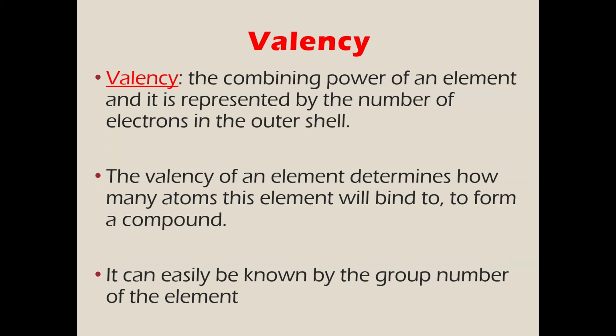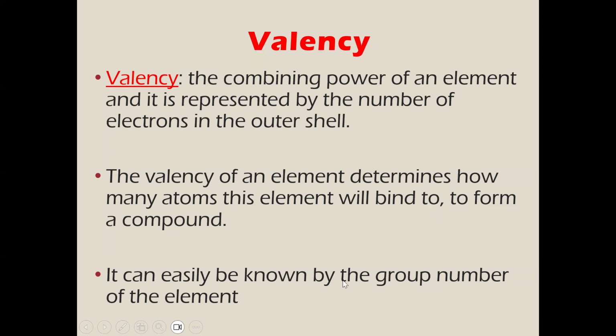That's why it is the combining power of an element. It will show us how this atom will react chemically with other atoms, and it is represented by the number of electrons in the outer shell. The valency of an element determines how many atoms this element will bind to form a compound.